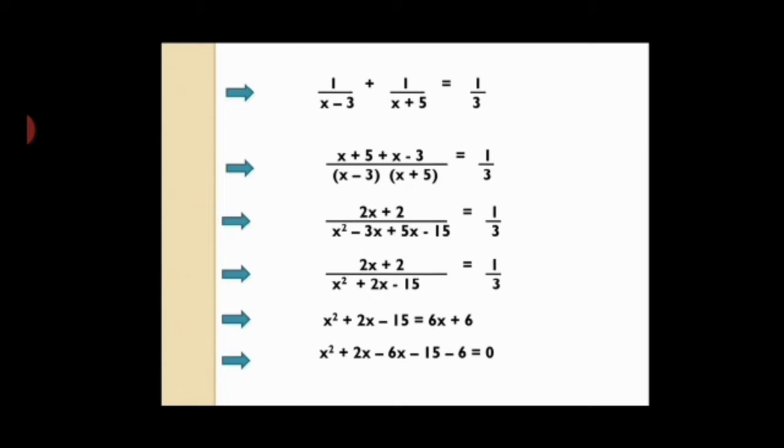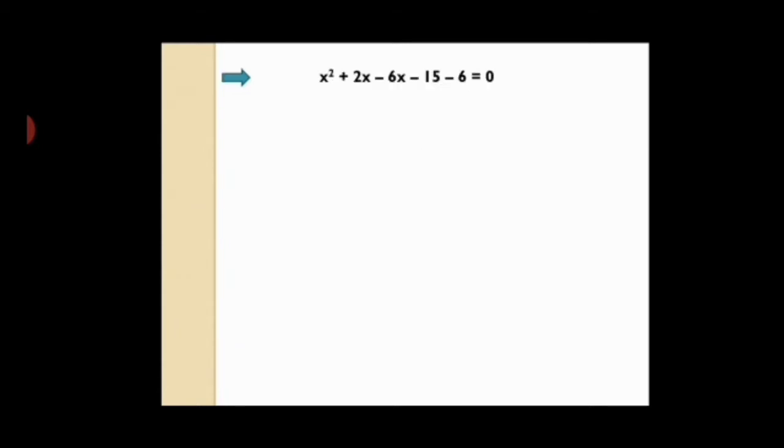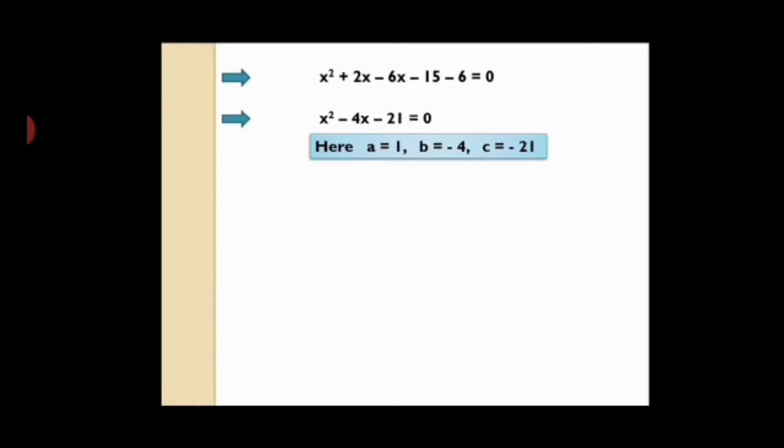And when we shift all the terms from right hand side to left hand side, we will get x square plus 2x minus 6x minus 15 minus 6 equal 0. And when we add or subtract like terms, we will get x square minus 4x minus 21 equal 0. Now we will solve this quadratic equation by using the quadratic formula. For that, first we will find the values of a, b and c. Here the value of a, the coefficient of x square, is 1, the value of b, the coefficient of x, is minus 4, and the constant term c is minus 21.